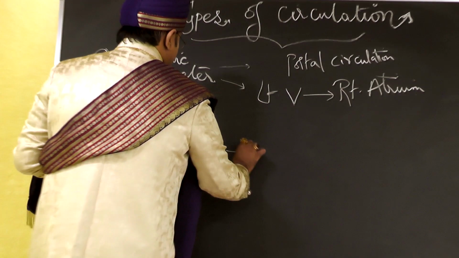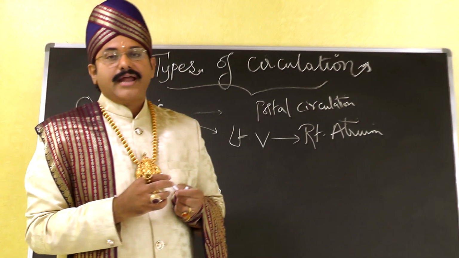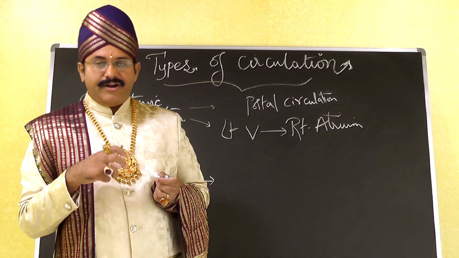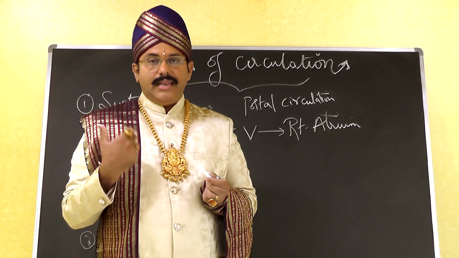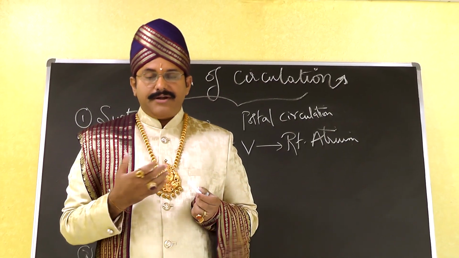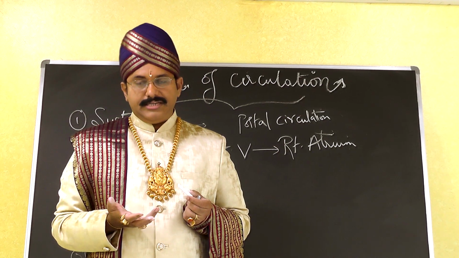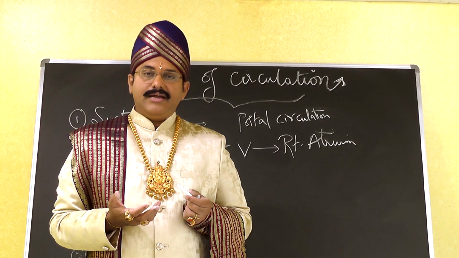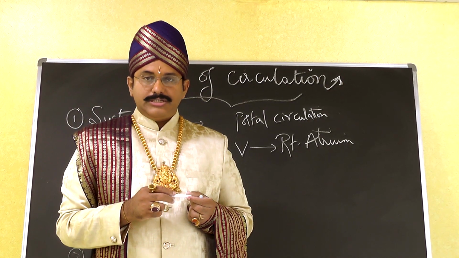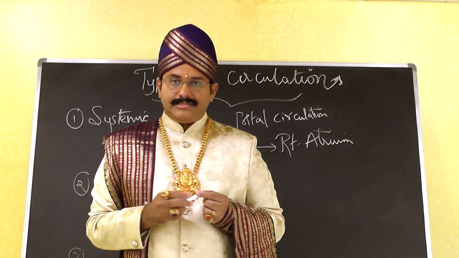And coming to the lesser or pulmonary circulation, it is beginning in the right ventricle of the heart. The deoxygenated blood that is present in the right ventricle is going to the lungs via the pulmonary trunk, which divides into pulmonary arteries. They reach the lungs. In the alveoli of the lungs, they get oxygenated. And this oxygenated blood is returned back to the left atrium of the heart via four pulmonary veins.